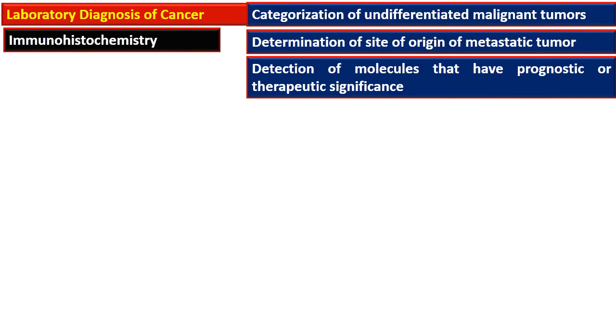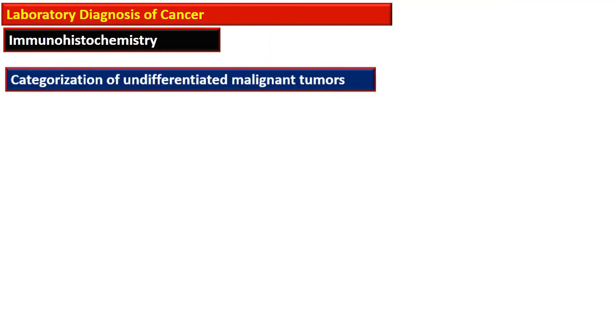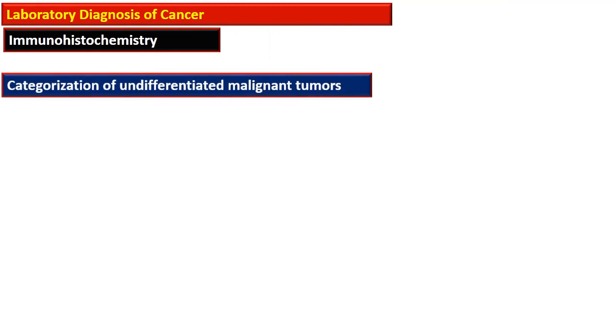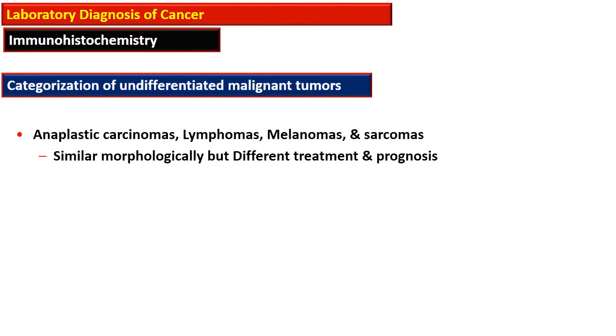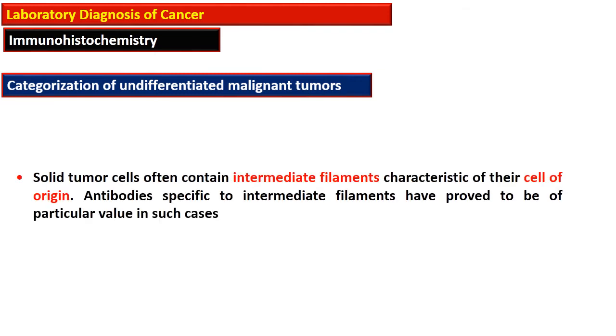Immunohistochemistry is used for the categorization of undifferentiated malignant tumors, determination of the site of origin of metastatic tumors, and detection of molecules that have prognostic or therapeutic significance. For the categorization of undifferentiated malignant tumors, this is important because the H&E stain cannot distinguish among the malignant undifferentiated tumors. The anaplastic carcinoma, lymphoma, melanoma, and sarcomas have similar morphology but different treatment and prognosis.